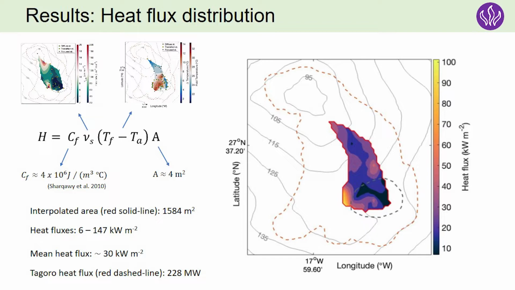So as a result, we have this spatial distribution of the heat that can vary from 6 to almost 150 kilowatts per square meter, and with a mean of 30 kilowatts per square meter. And if we extrapolate this value to the whole active area, that is the red dashed line, we obtain almost 230 megawatts.